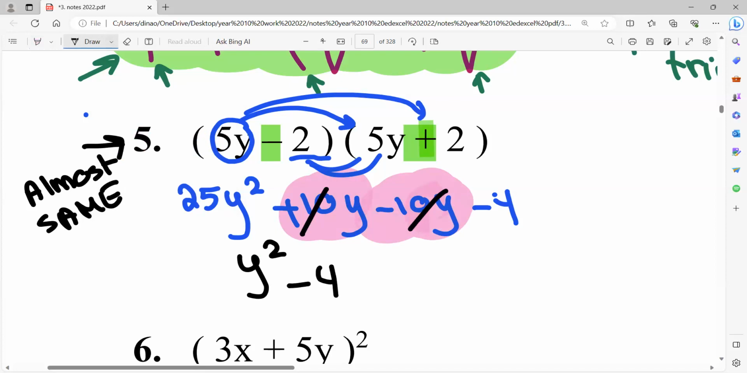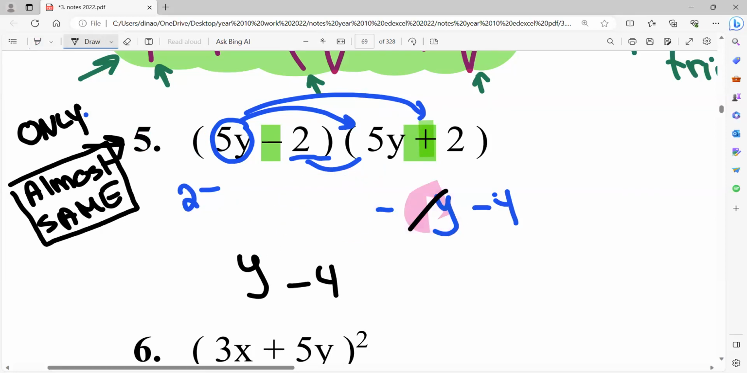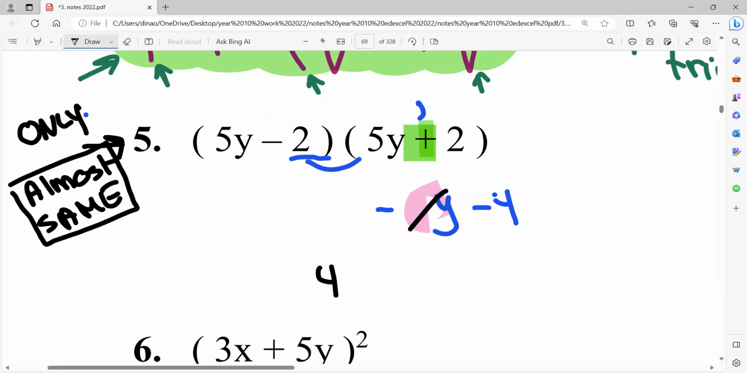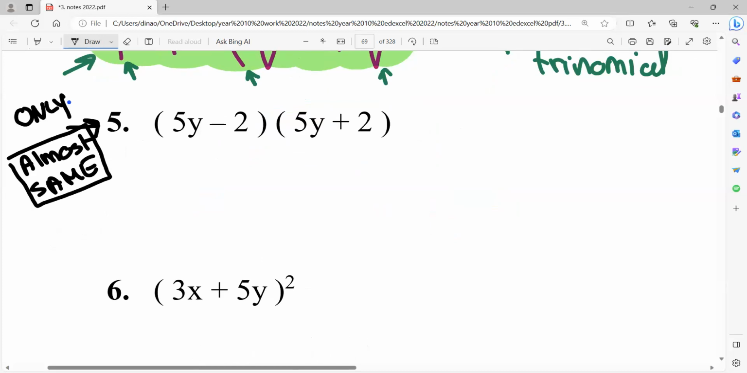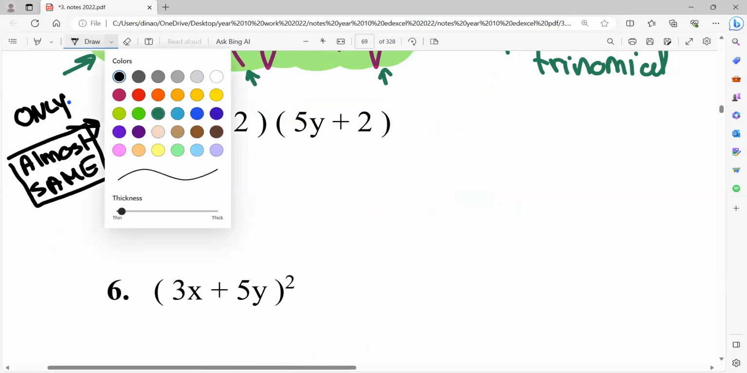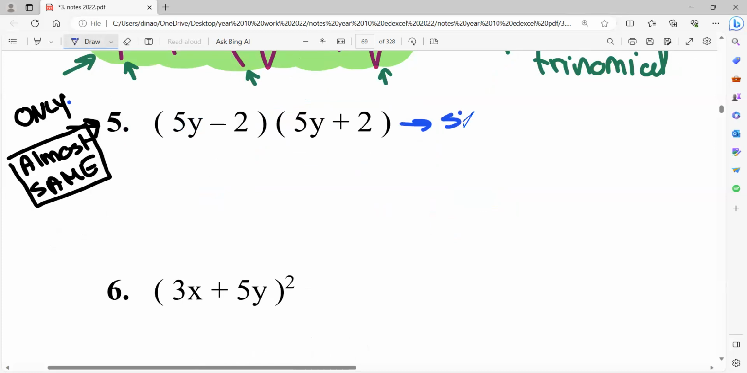Is there a shortcut that I can use only in almost same brackets? Again, is there a shortcut that I can use in almost same brackets? And again, only almost same. In almost same brackets, you are allowed to use this shortcut, which is skip a step. Skip a step shortcut. What can I do over here?